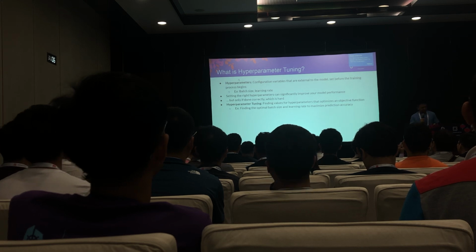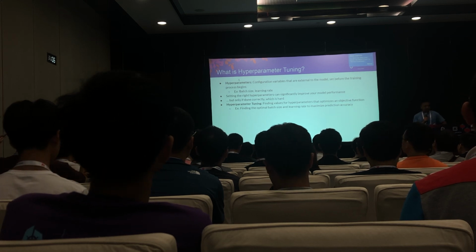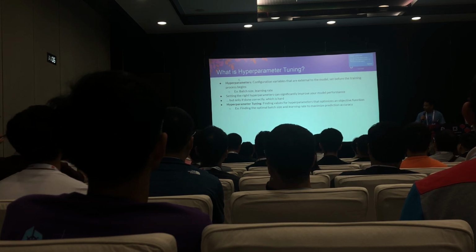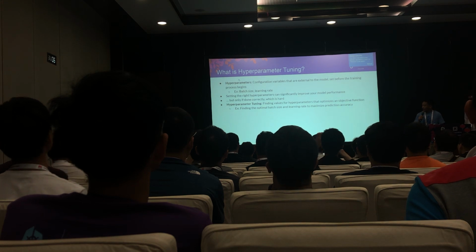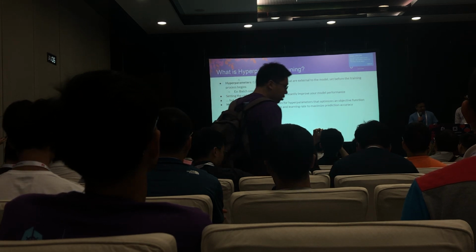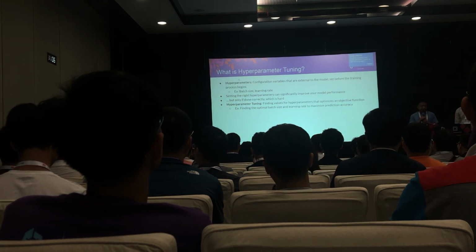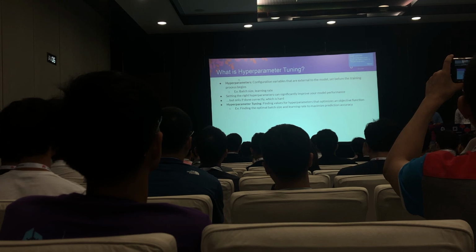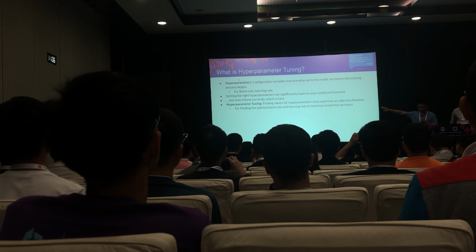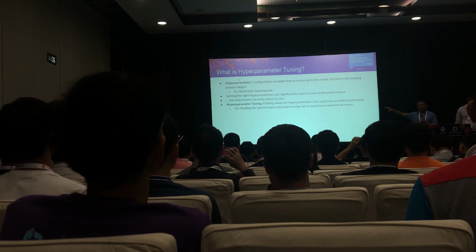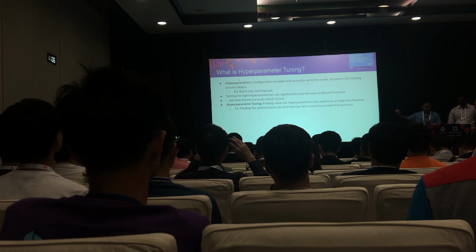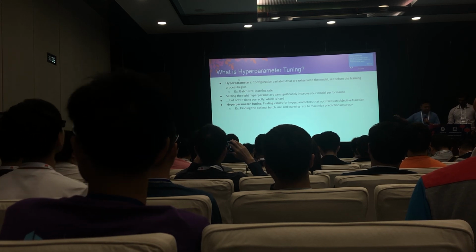So hyperparameters are configuration variables that are external to the model, and they're set before the training begins. Setting the right parameters can significantly improve your model performance, but only if you do it correctly, which can be very difficult. Hyperparameter tuning is the process of finding optimal values for hyperparameters such that your objective function, in the previous case our function to predict handwritten digits, is optimized. You want to maximize the prediction accuracy.